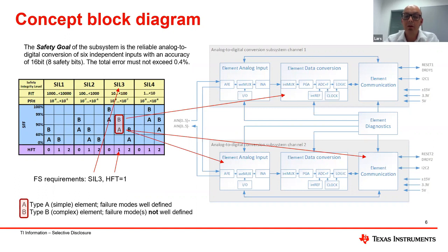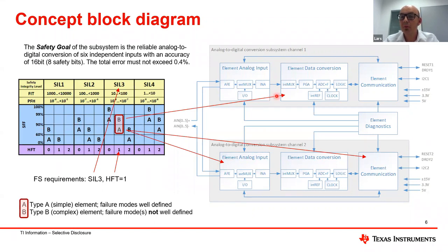The type B elements are the more complex elements where not all failure modes are well defined. With the type A elements, we can exactly say how these elements can fail if they fail. With type B elements, we cannot take this assumption for all the failure modes. Now back to the application. You see the element analog input, I put it in an arrow here, has only A elements. So all these elements are A elements, which means we need a safe failure fraction for this element of 60 to 90%, or more than 60%, as we normally say.